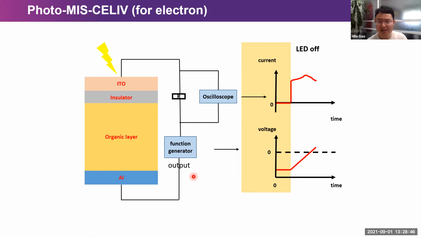It can be envisaged that if the output is connected to the ITO side and other experimental parameters are kept the same, holes will accumulate rather than electrons. And by analyzing the position of the extraction peak, we can work out what the mobility is. So the Photo-MIS-CELIV method allows us to measure both hole and electron mobility in the same device by simply switching the polarity of the function generator, regardless of whether an electrode has a poor ohmic contact or not.